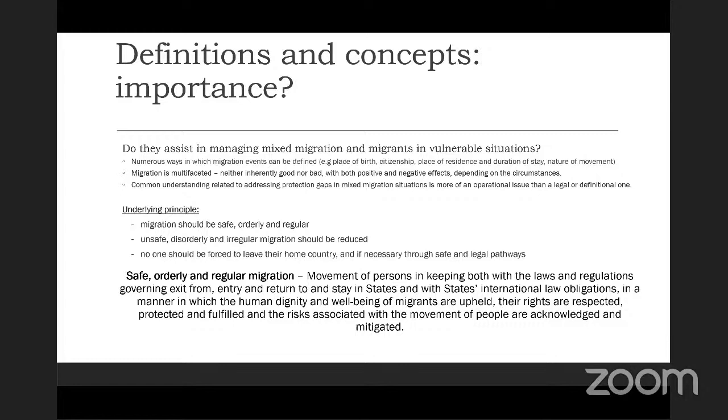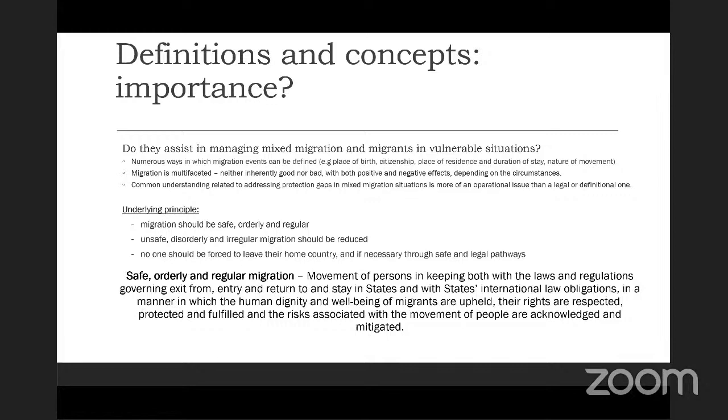And by us, it's all of us, from scholars to practitioners to policymakers. No one should be forced to leave their home country. And if it's necessary, they need to be given a safe and legal pathway to leave. And therefore, we have a definition of safe, orderly, and regular migration, which is what we're aiming for. It looks at the movement of persons in keeping with the laws and regulations that govern exit, entry, return, and stay in the states and in international territory, in a manner in which there is human dignity, the well-being of migrants is upheld, their rights are respected and protected, and the risks associated with their movements are acknowledged, but at the same time mitigated. Not just that we acknowledge them, but that we mitigate them.